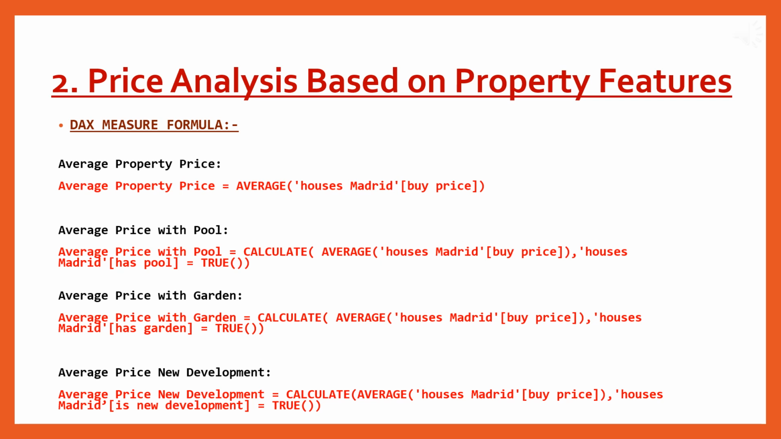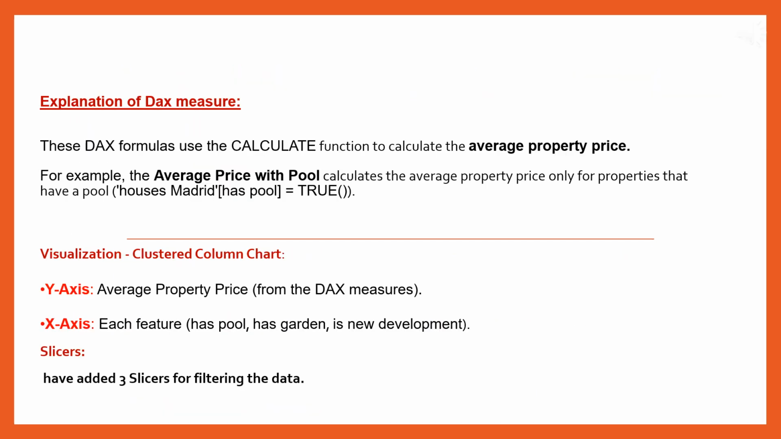Then the average price with garden: in this I have calculated the average buy price of property in the house metric table, which will only include property with garden. Then the average price with new development: in this it will calculate the average buy price of property in the house metric table, which will include newly developed property. This is the explanation of the DAX measure formulas which I have explained now. For visualization, I have used three clustered column charts and three slicers for data filtering.